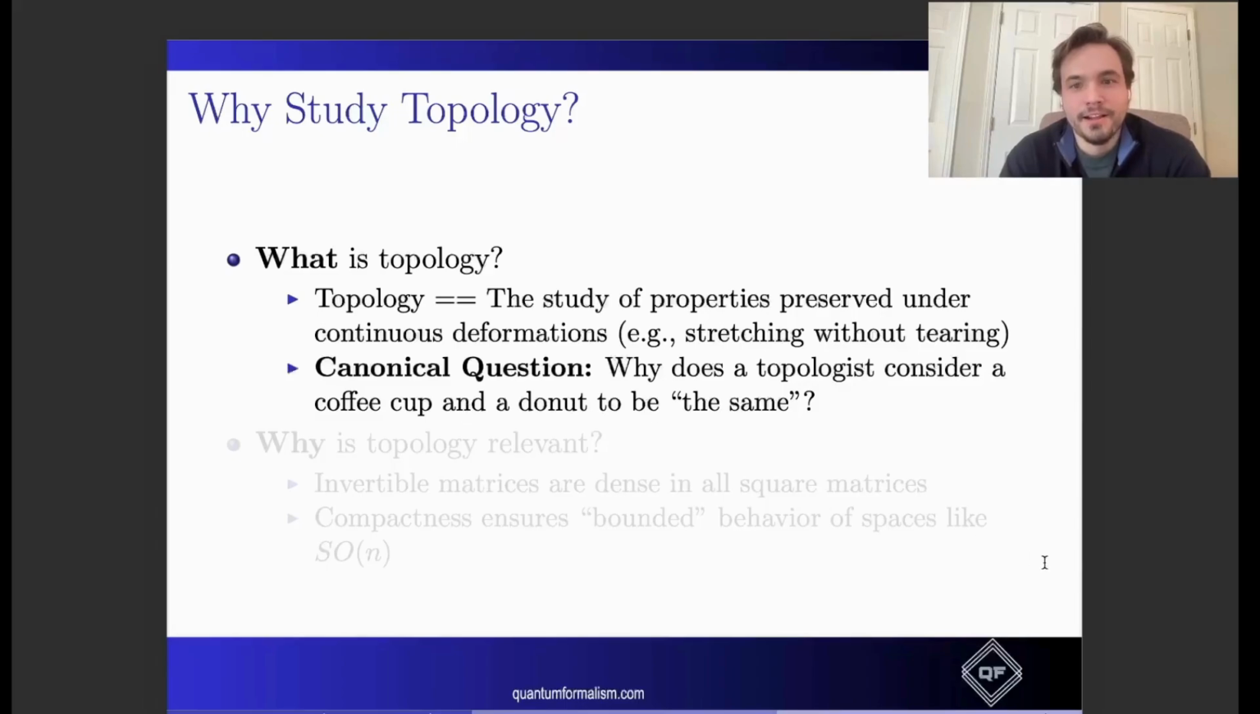So no topology lecture will be complete without this sort of canonical joke. Why does a topologist consider a coffee cup and a donut to be the same? Or we'll see later how this will be replaced with homeomorphic. Well, it's because you can continuously stretch a coffee cup into a donut. You flatten the part that contains the coffee, and you just have the little loop for the handle. And these are the same space as far as we're concerned.